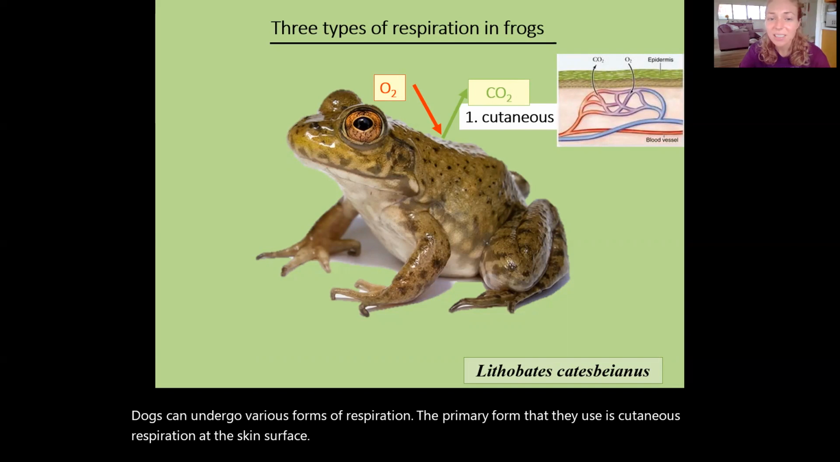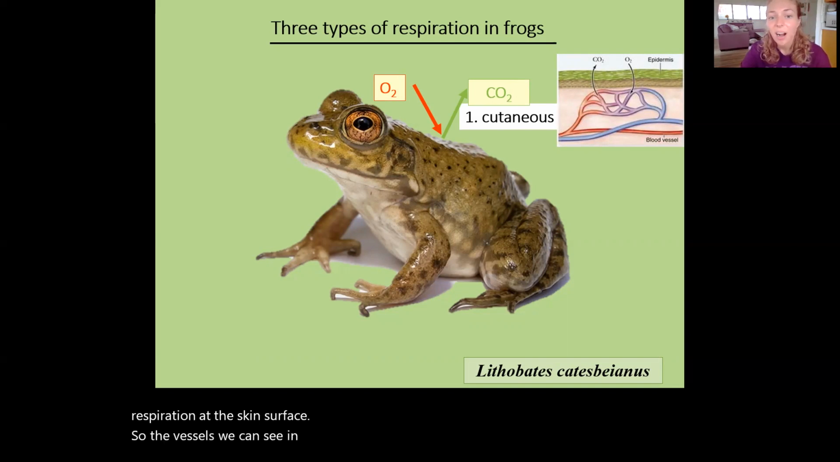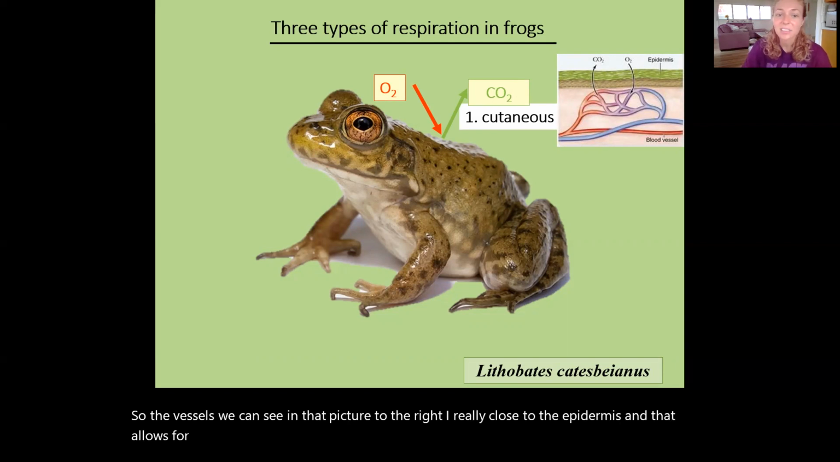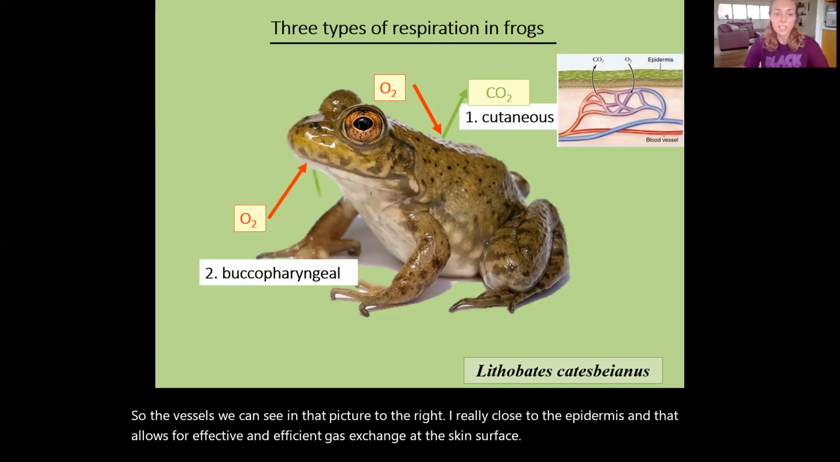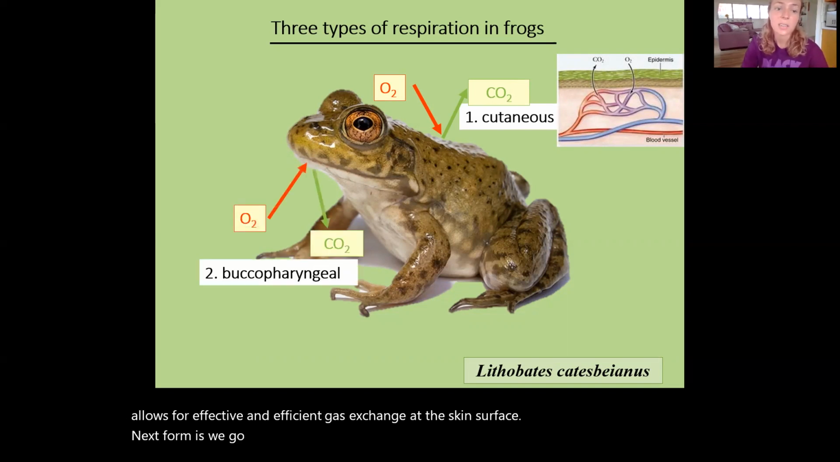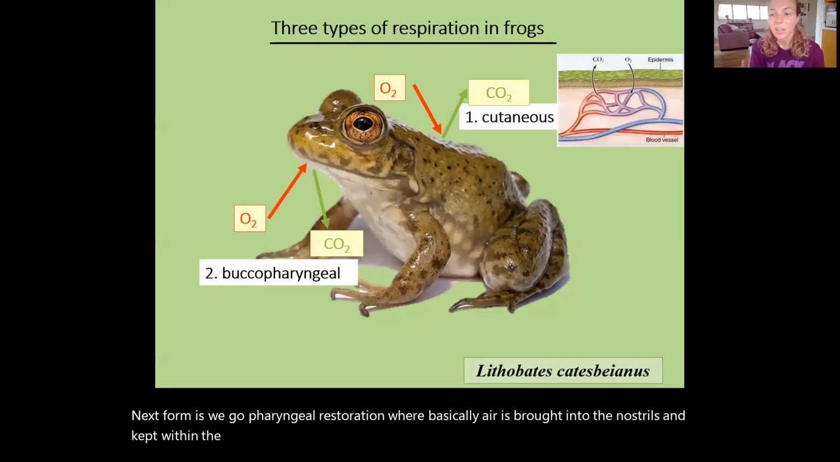So the vessels we can see in that picture to the right are really close to the epidermis, and that allows for effective and efficient gas exchange at the skin surface. The next form is buccopharyngeal respiration, where basically air is brought in through the nostrils and kept within the buccal cavity, which is also highly membranous and allows for gas exchange within the mouth.